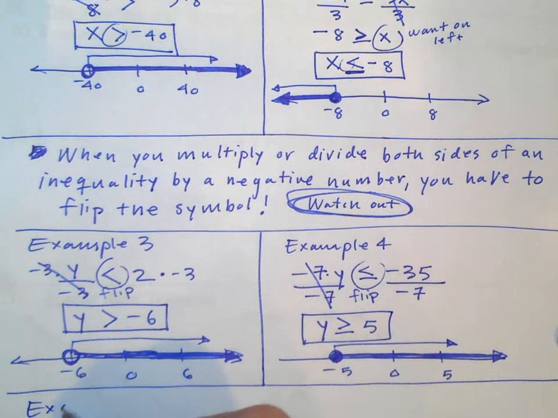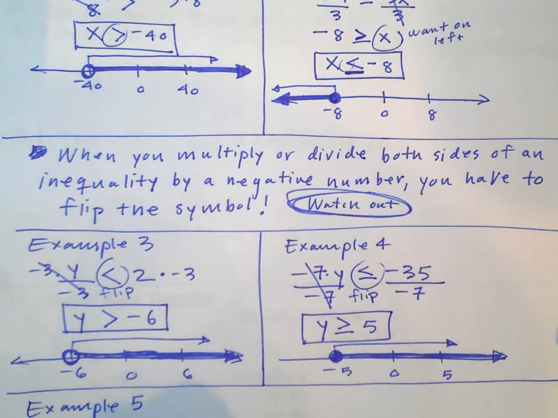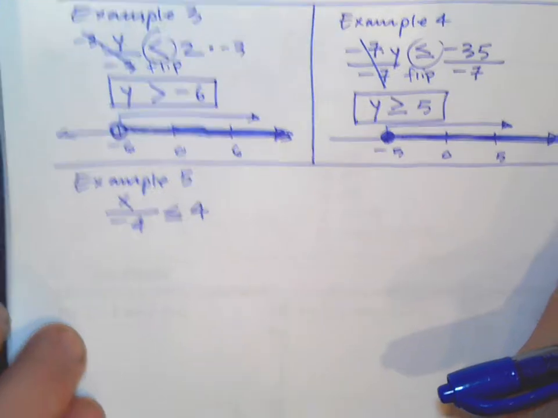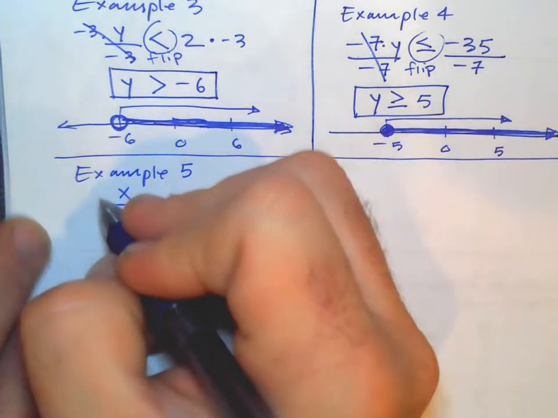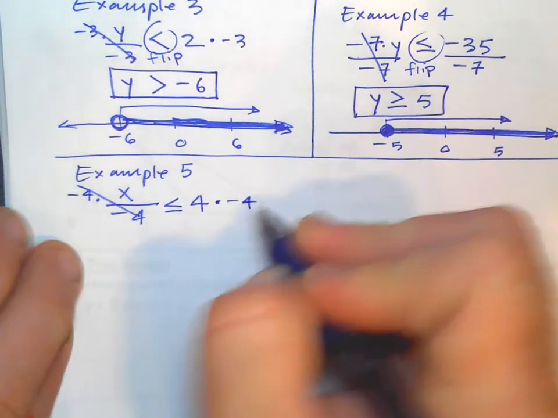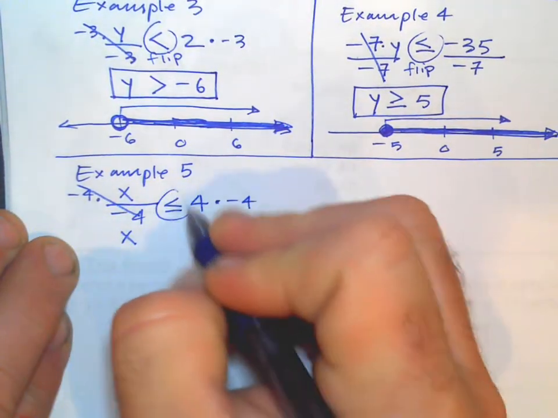Okay, let's do a couple more just to make sure we get the hang of it. Example 5. X over negative 4 is less than or equal to positive 4. So we want to get rid of the division. We're going to multiply by negative 4, both sides. So x is up. I got to flip that symbol.